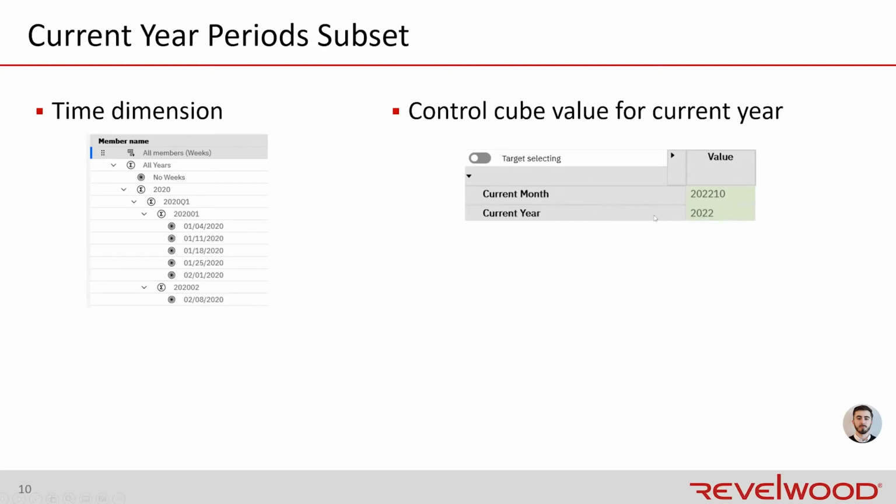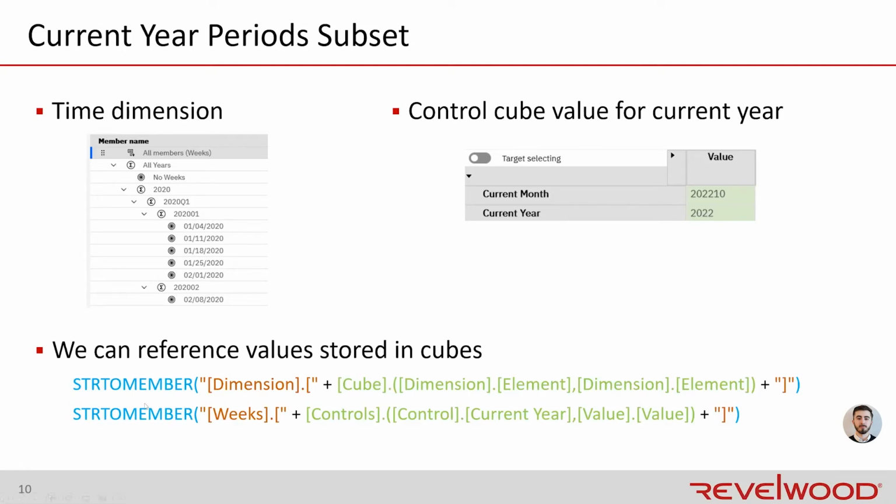But you can also store the current year, and we can use these control cube values within the MDX statement itself. So if I go ahead and look at this, we can reference values stored in cubes. It doesn't have to be a control cube. It can be any cube, really. But for our purposes, we're just using this control cube example. And the way you do that is, again, you'll see color-coded in green, I have an expression here, which you'll see is cube dot, and then in parentheses, dimension dot element.